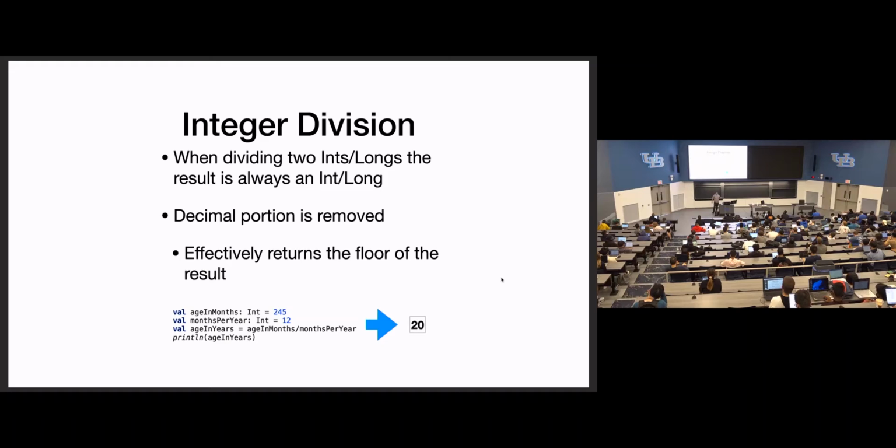So if you're dividing 2 ints or 2 longs, make sure you are expecting that to be a whole number, or just at least understand that you're losing some information there.